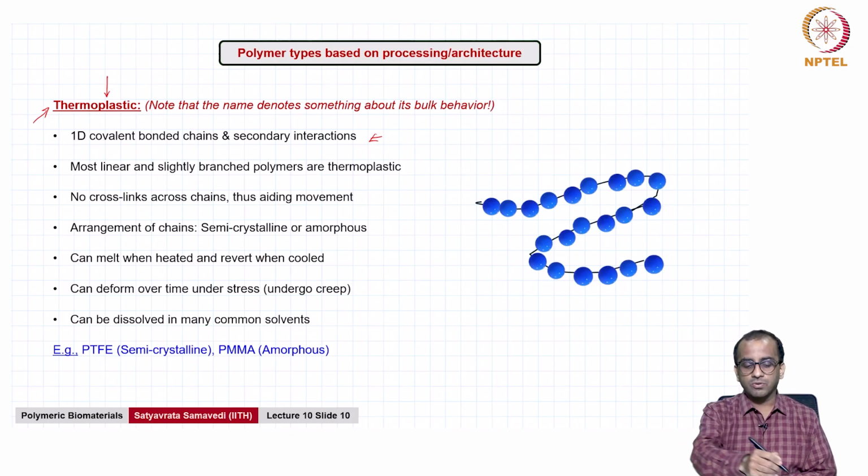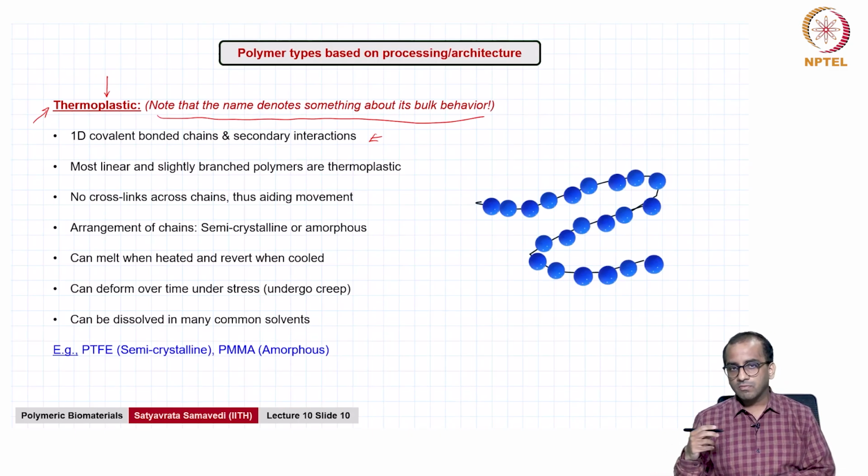And what's important to note is that the name denotes something about the bulk behavior. So when you come across a new term like this, as I've said earlier, stop and think for a minute about what that word means, because why did they name this thermoplastic and not something else? And just that one question will lead you to a lot of very interesting insights about the word itself and what it means in that context.